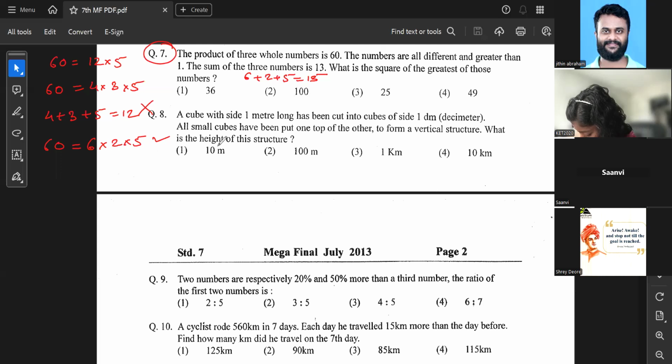Now, out of these three numbers, whichever is the greatest number, we have to find its square. So the greatest number is 6. The square of 6 is 36.